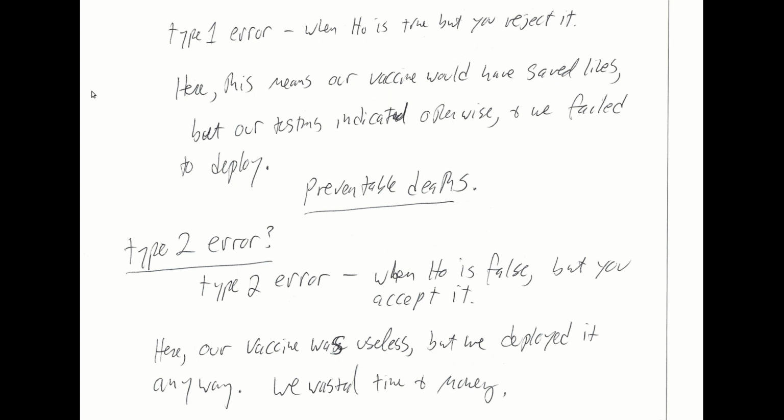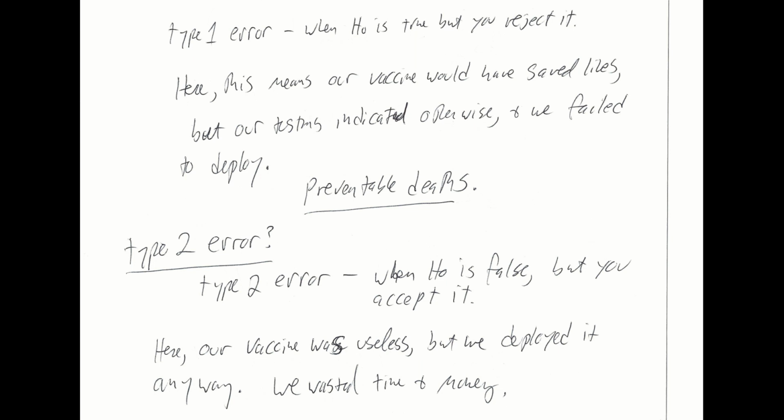So here, if the null hypothesis is true, that means our vaccine works. That means that the deployment of this vaccine could actually save lives. If our testing results in us rejecting that hypothesis, that means we don't believe that the vaccine works, even though it does, and we fail to deploy what would have been a life-saving vaccine. So this is a case that results in preventable deaths.